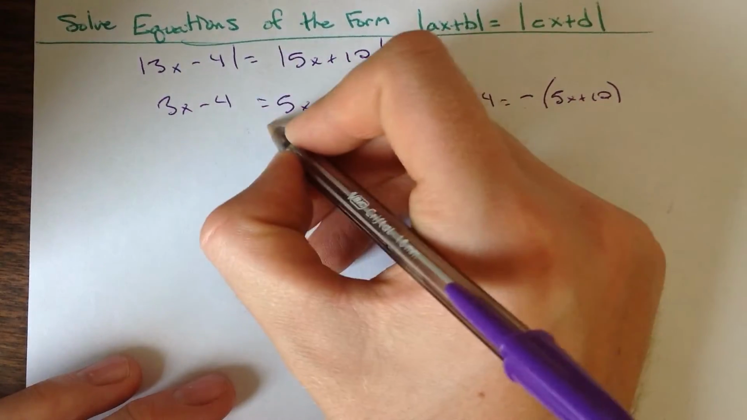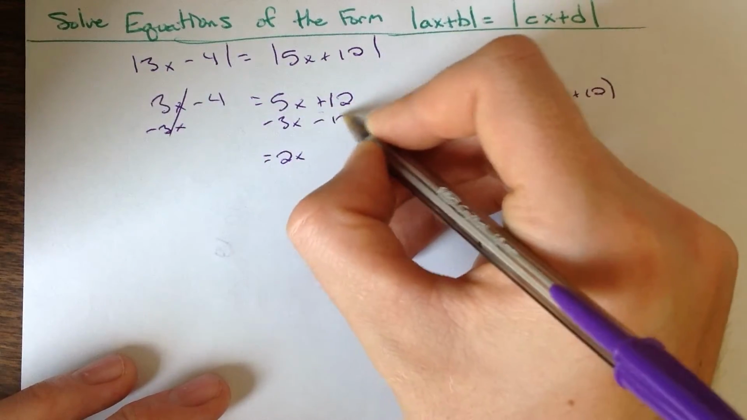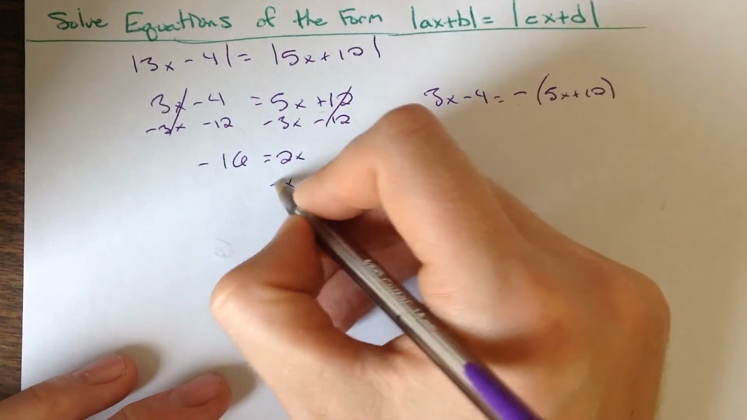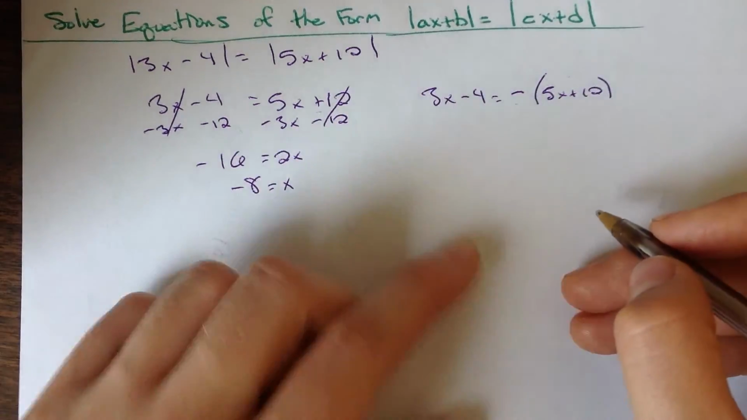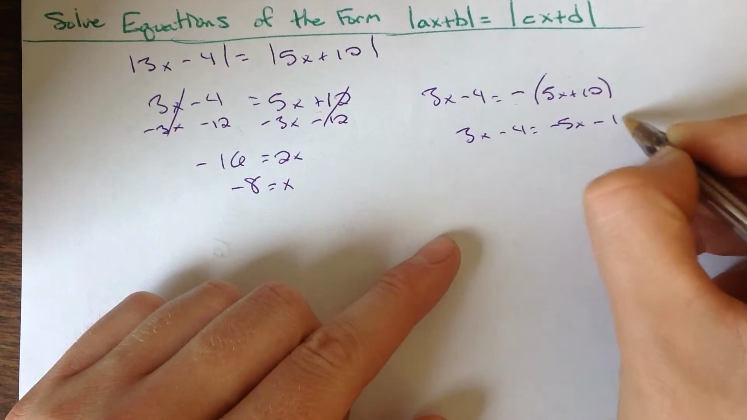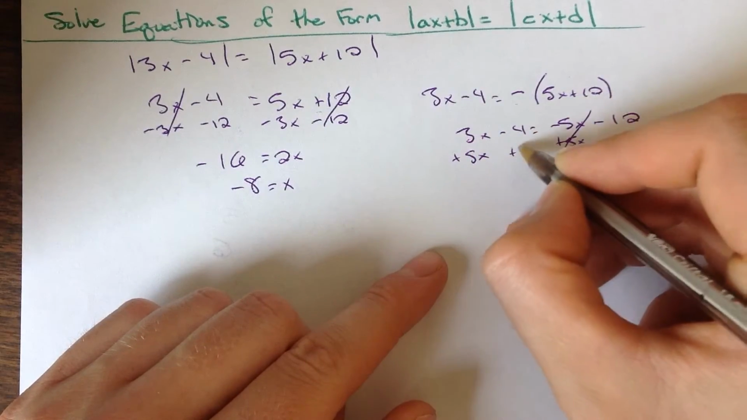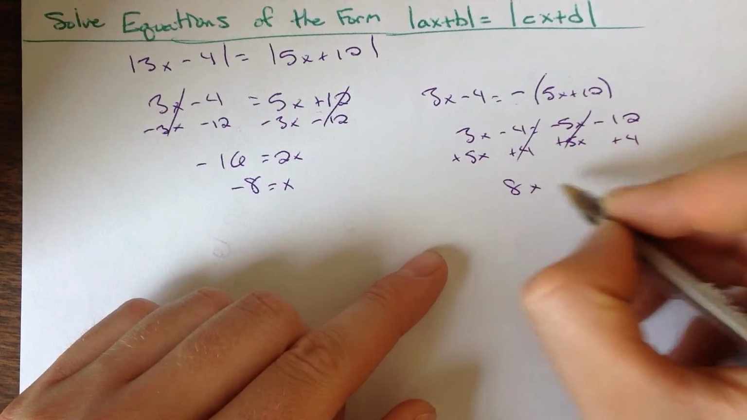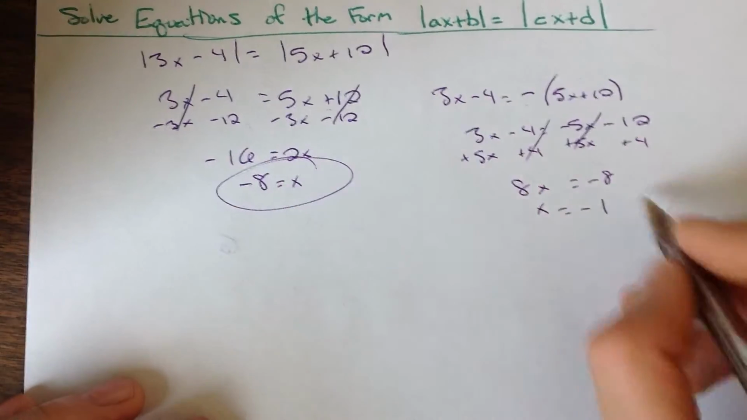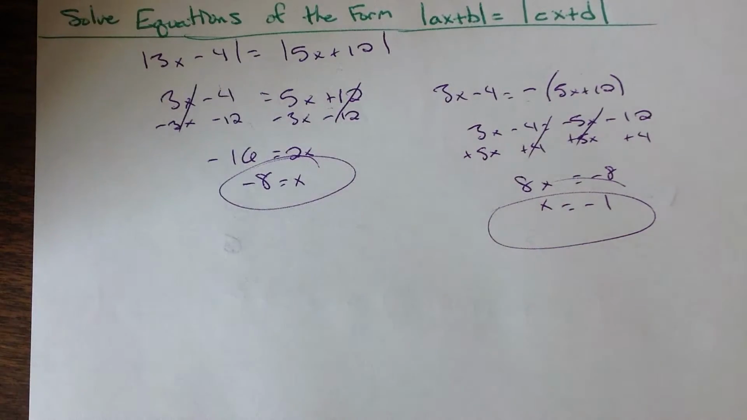To solve this one, we would say, well, I'm going to subtract 3x and get 2x - 12 = 5x... and get -16. So x is equal to -8. On this side, we're going to say, okay, distribute in that negative, then add over 5x, add over 4. 8x = -8, x = -1. So we have these two solutions that would make these two absolute values equal to each other, we think.